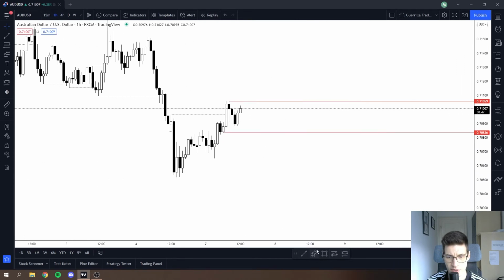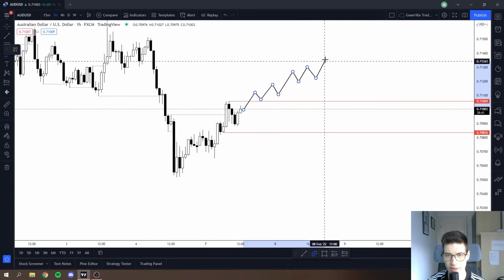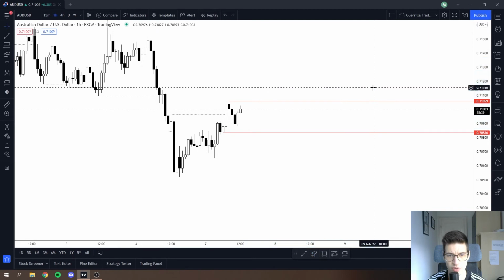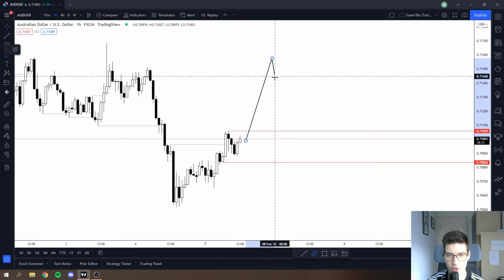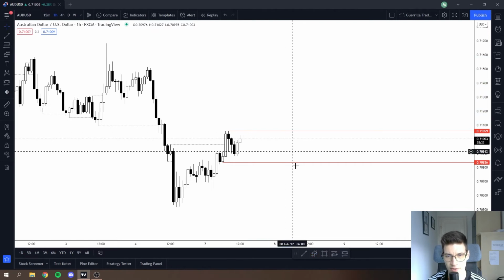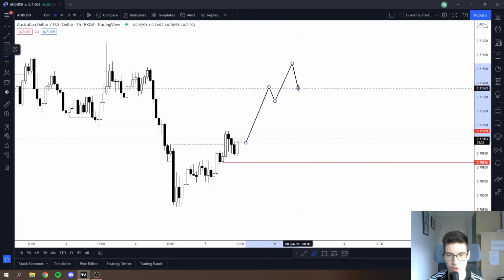Also, what can happen is we can get more of this ascending structure, then I would look for an impulse to the downside and a short trade. That would be clean. Or we can get a push to the upside, look for a flag to go long, or a push, pull back, another push, look for a break and a retest, also to go long.